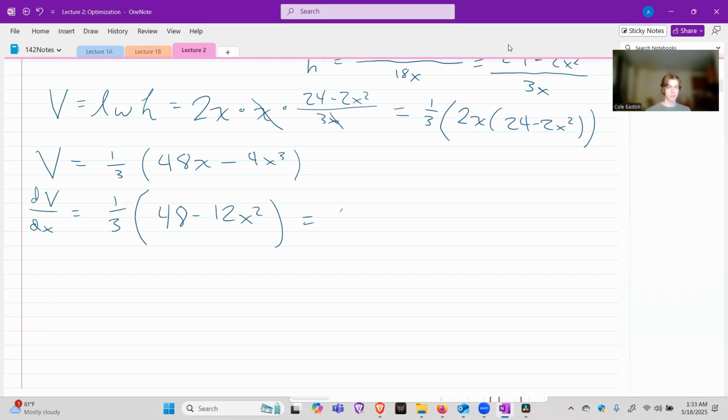And that's what we're going to set equal to 0. So now I can actually distribute this 1/3 through there, and I get 16 minus 4x squared equals 0. So 16 equals 4x squared. I'm going to divide both sides by 4, so I get x squared equals 4, or x equals plus or minus 2.